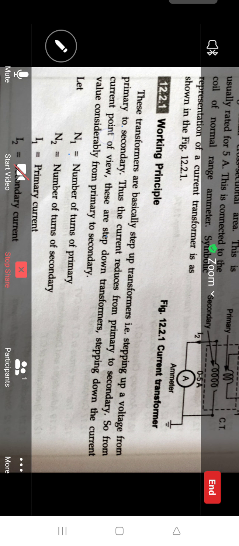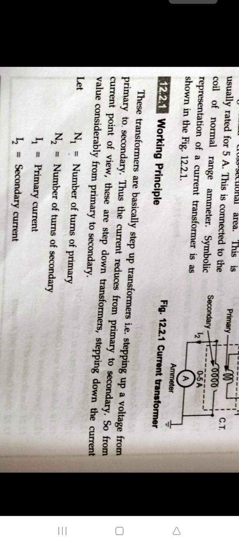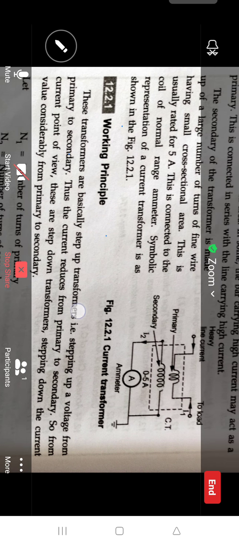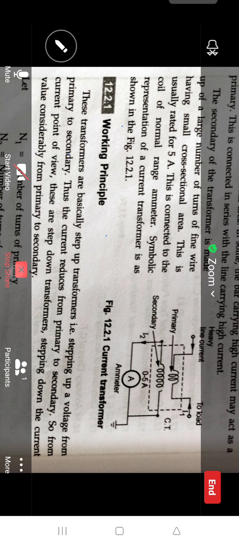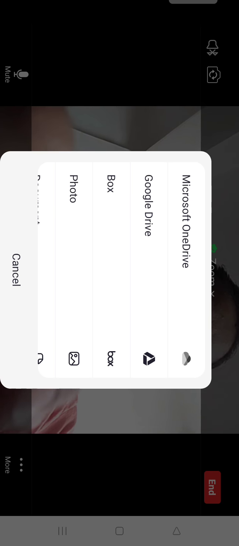Whenever a question asks whether a current transformer is step up or step down, you cannot normally just say step down. You have to mention that in terms of current, this transformer is step down, but in terms of voltage, it is a step up transformer. You have to clarify and justify this in the answer. Now we can see the relation between current and the number of turns in this current transformer.